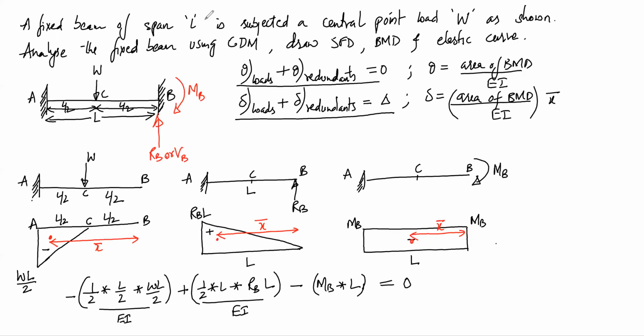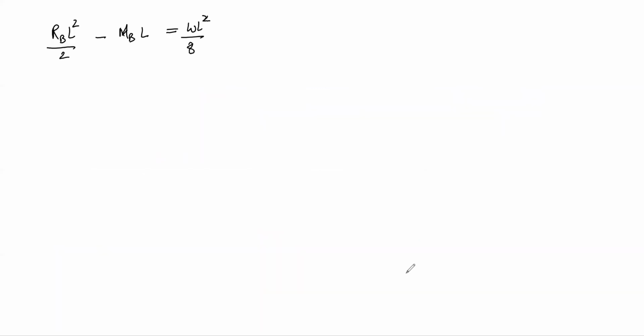So here we have two unknowns in the form of redundants, that is RB and MB. So I'm keeping these two terms on one side and I'm sending the other term to the right hand side. So I get this equation. I will say this is equation 1.